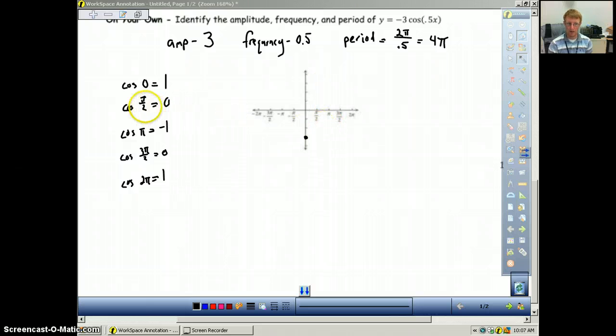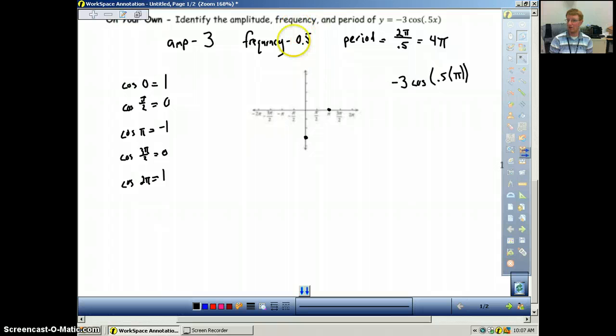So you can assume then, because the cosine of pi halves is equal to 0, if we put that 0.5 in there, then when I write this in, negative 3 cosine, and then instead of just writing pi halves, if we do 0.5, double as long, times pi, that's going to equal the exact same thing as we're getting over here. So therefore, when we plug in pi, it's going to be 0 instead of pi halves. Again, the reason is because our frequency is 0.5, so it's going to take double as long to get to where we need to go.